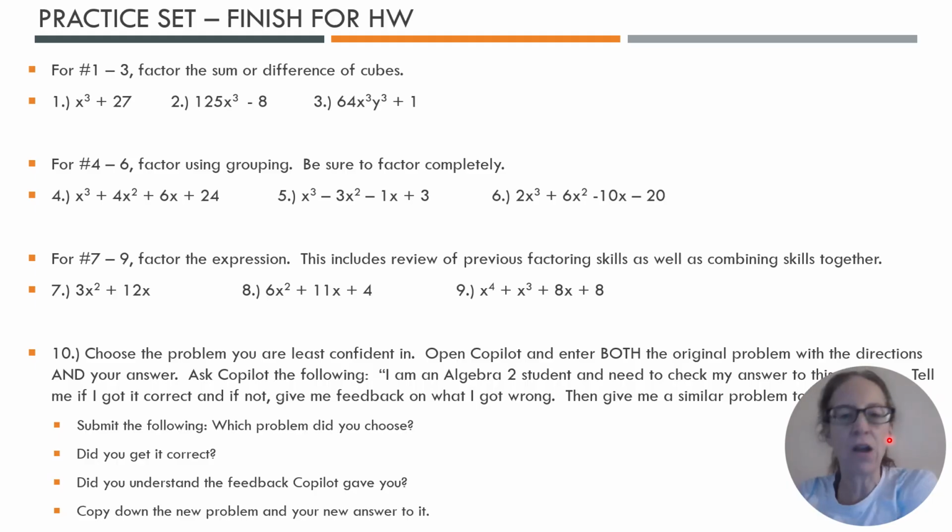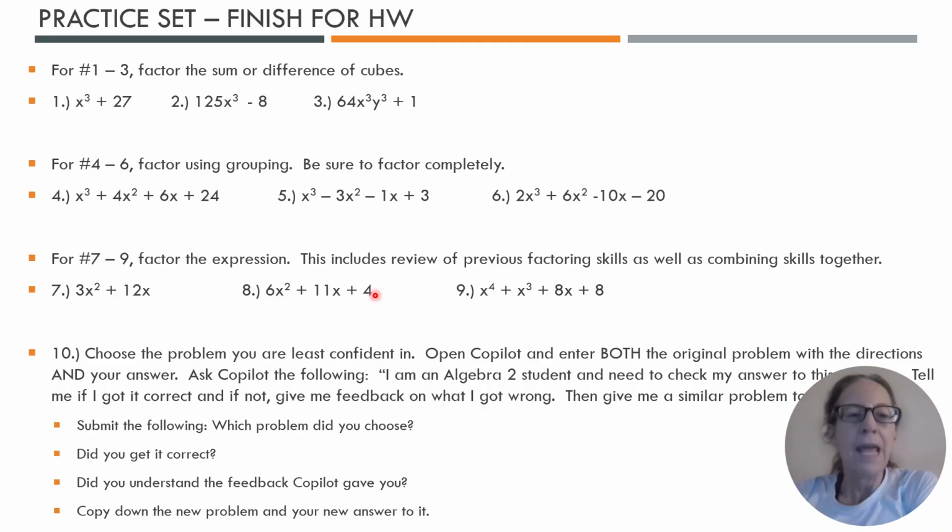So underneath my face there is the word practice. Now, you're going to open Copilot and put in that prompt. And then you're going to put in the directions, both the original problem with the directions. So you're going to type in factor the expression, or factor using grouping, be sure to factor completely, or factor the sum and difference of cubes depending on where you got your problem from. And you're going to put in the problem, and then you're going to put in your answer. And make sure you label them. Say problem, answer. If Copilot gives you bizarro things, it might not know which part is the problem and which is your answer.